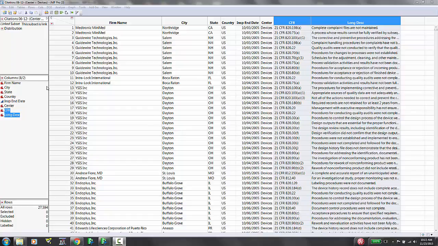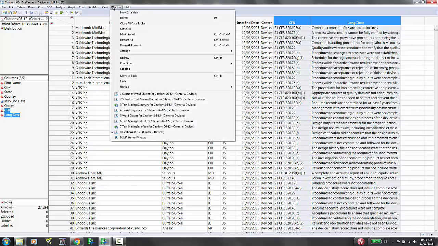Today's talk is on text mining for compliance documents, and the example that I have in front of me is a little bit over 27,000 audit observations from the FDA. Really what I want you to focus on is two columns: what 21 CFR, what CFR was violated, and then the long description, which is really the audit observation.